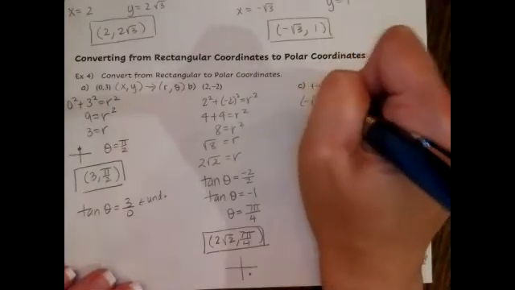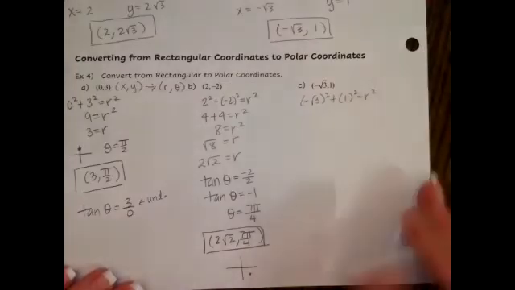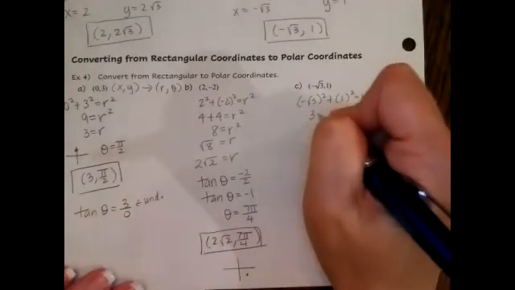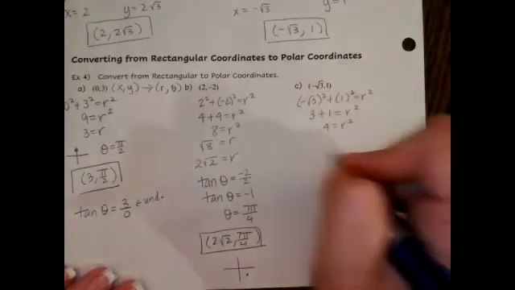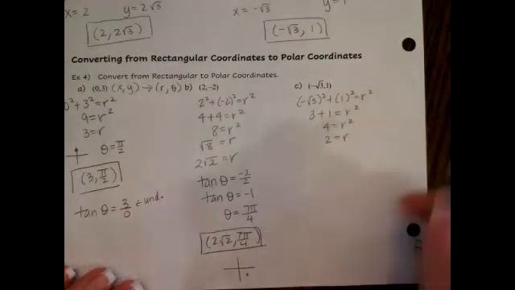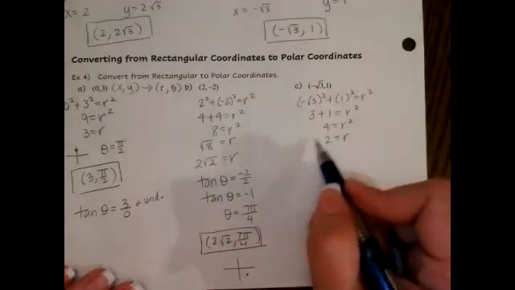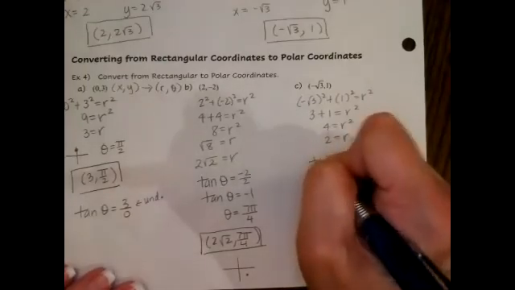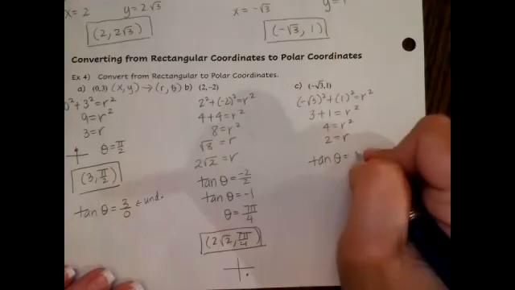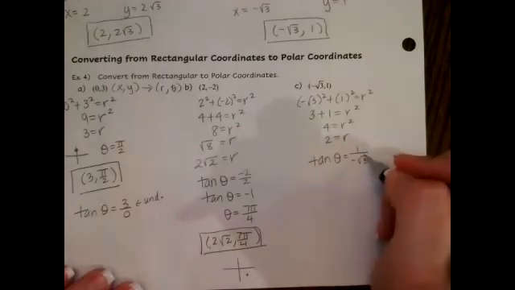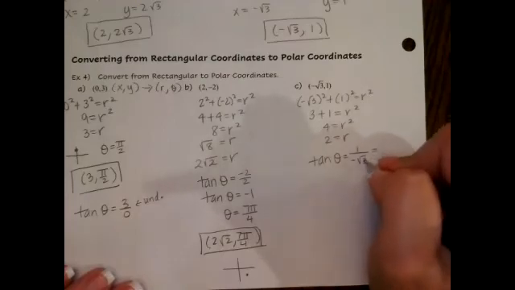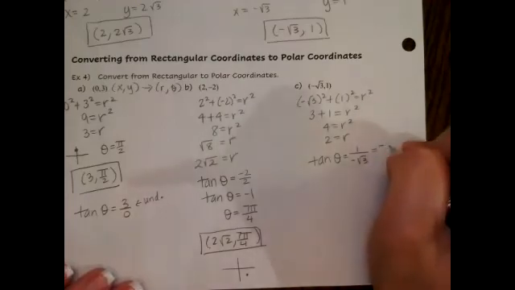We get negative root 3 squared plus 1 squared is equal to r squared. And so that gives us 3 plus 1 is equal to r squared. So 4 is r squared. So 2 is r when we take the square root of both sides. So now we've got our r value. Now we need to find our angle. So we do the tangent of theta is equal to our y value over our x value. Now remember, when we were doing our sine, cosine, and tangent, we knew that we had to rationalize this. So we multiply both the numerator and the denominator by the square root of 3. So that gives us negative root 3 over 3.